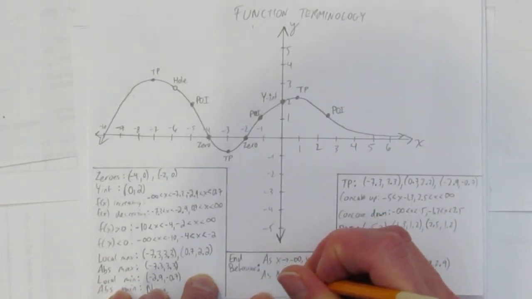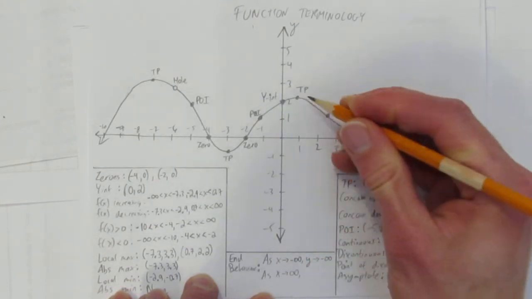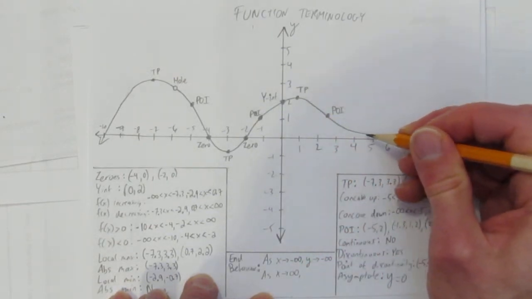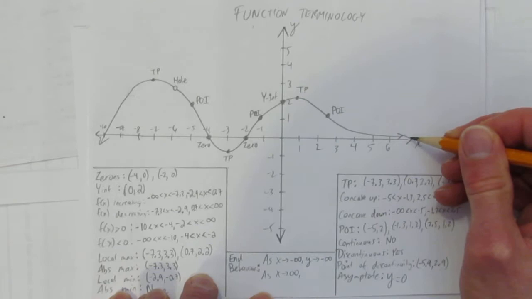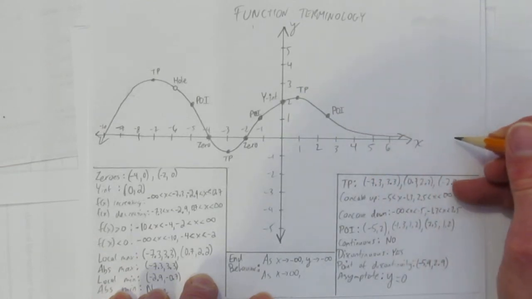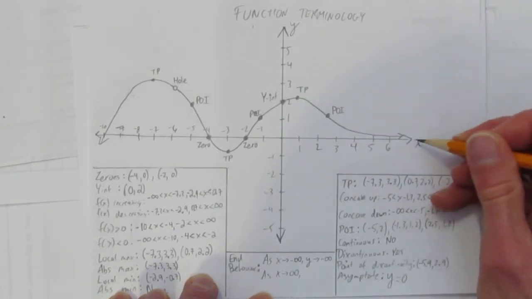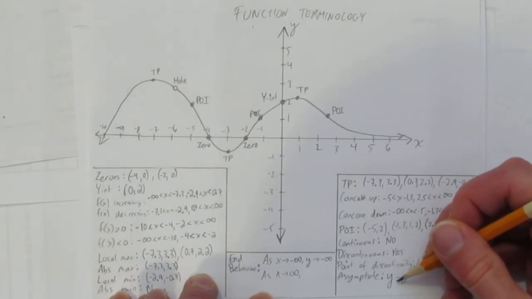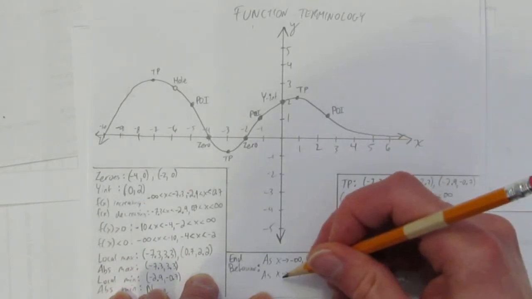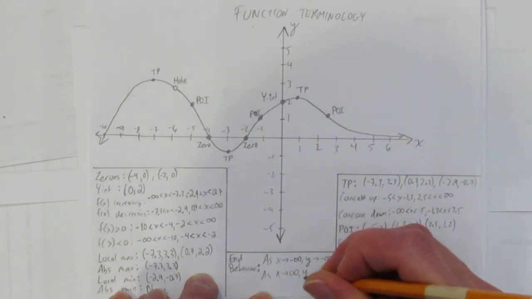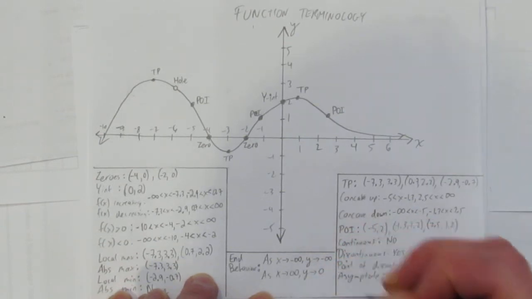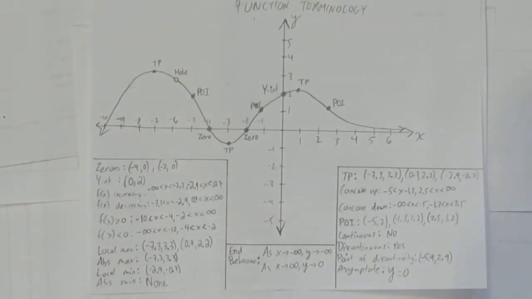What happens as you go right forever? Well, as you go right forever, this function is approaching that asymptote at 0. So even if you went to x = 100, 1000, 1,000,000, you'd still be closing in but never quite touching this asymptote. So as x approaches infinity, y, in this case, approaches 0. And that's some function terminology.